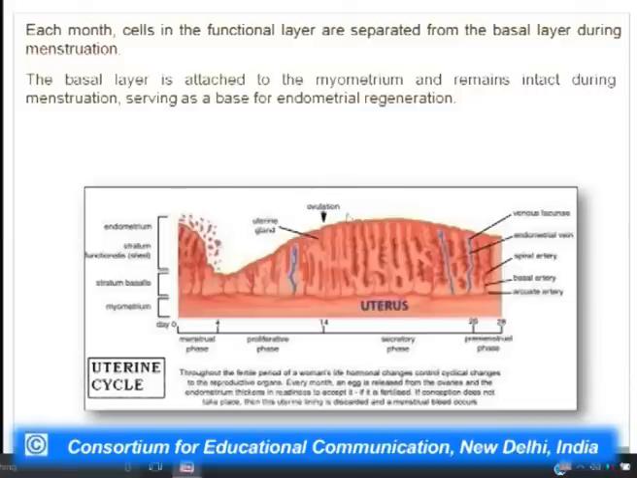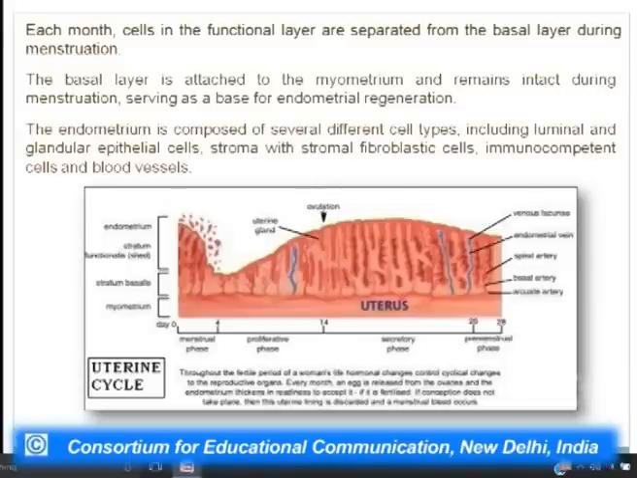So, throughout the fertile period of a woman's life, hormonal changes control the cyclical changes in the reproductive organs. Every month an egg is released by ovulation from the ovaries and the endometrium thickens so as to become ready for accepting the fertilized egg. If the egg gets fertilized, then it gets embedded or implanted here. If conception does not take place, then this uterine lining is discarded and a menstrual bleed occurs. So, the endometrium wall by itself, under the hormonal changes, undergoes this kind of a cycle, and therefore it is a very dynamic structure.